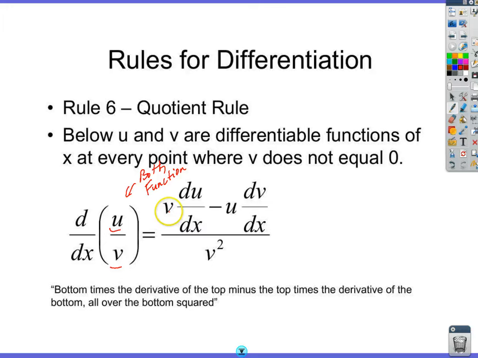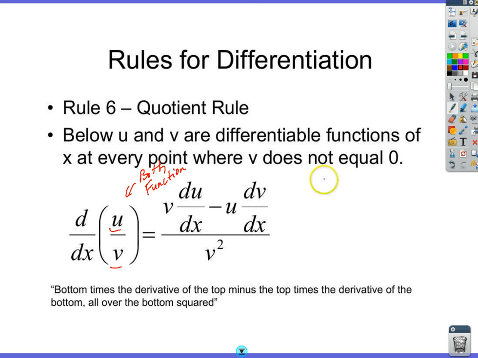The way I would say it is the derivative of the bottom one times the derivative of the top minus the top one times the derivative of the bottom, all over the bottom one squared. You can see that right there. Now, that's a kind of a boring way to do it. My personal way that I like to do it is this way.